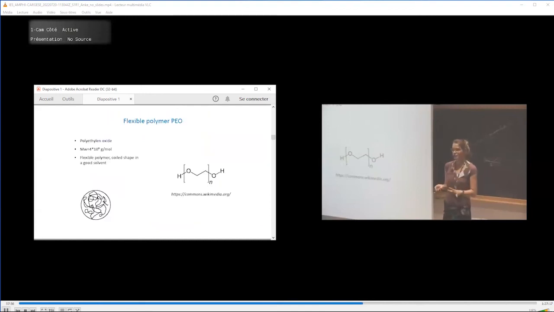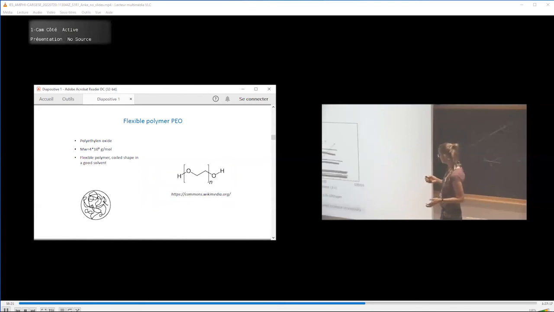Okay, so now a different type of polymer. So now I will talk about PEO, which is a very flexible polymer. So contrary to xanthan, which actually for a similar molecular weight was a rod-like molecule, this will be actually a coiled molecule. And I think you've learned a lot about polymers in solvents. So we think about this polymer as a polymer that is in a coiled shape.